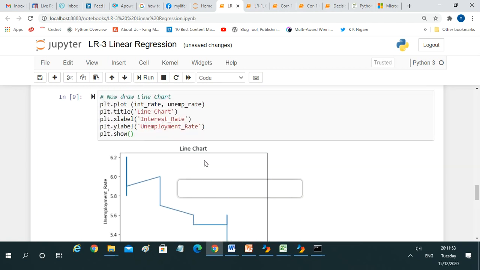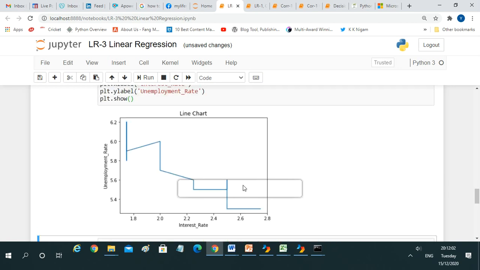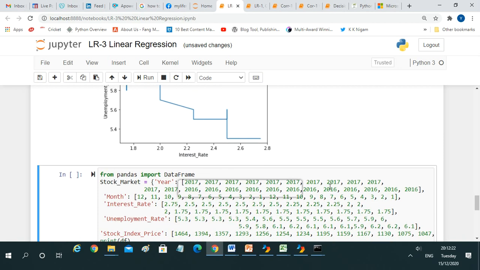Again, the title is line chart, on the y-axis we are having unemployment rate, and interest rate is on the x-axis. So you can again see that from this point to 6.2 it is all vertical, and then there is a change as it is progressing with time. Where the interest rate is changing, the unemployment rate is also changing. So this is another very good example to learn it, and just by looking at the graph you will be able to conclude how things have varied over the other variable.